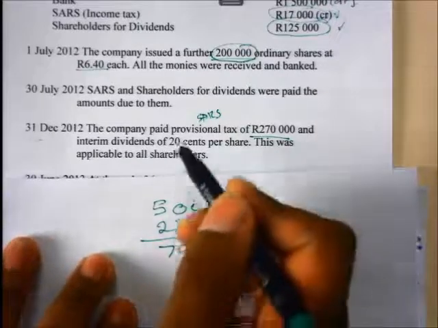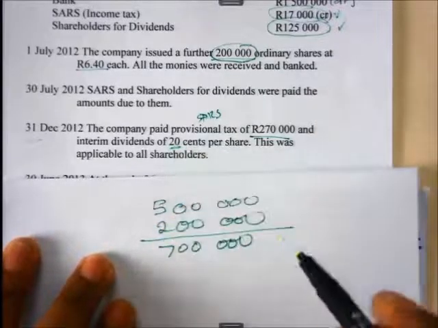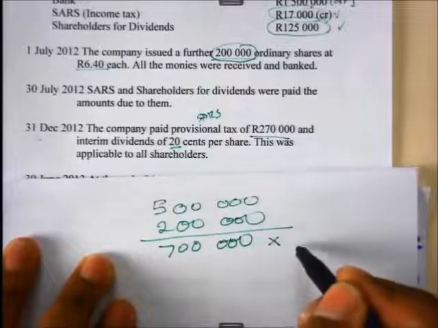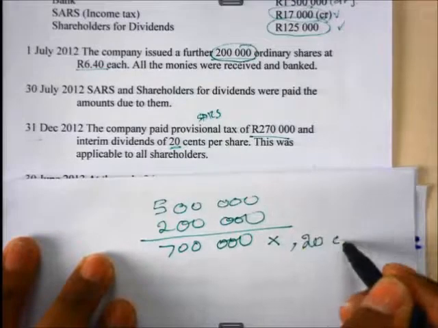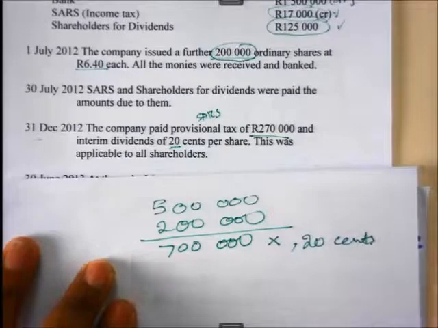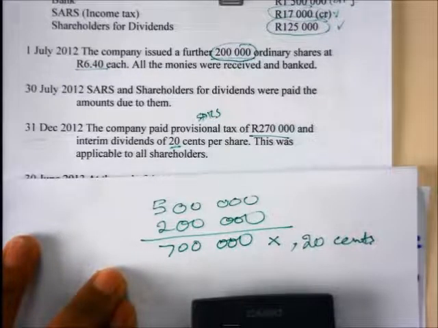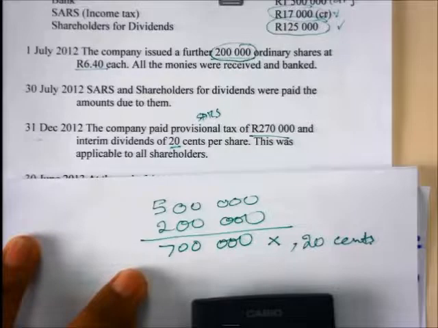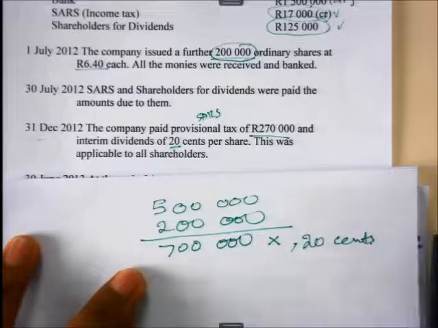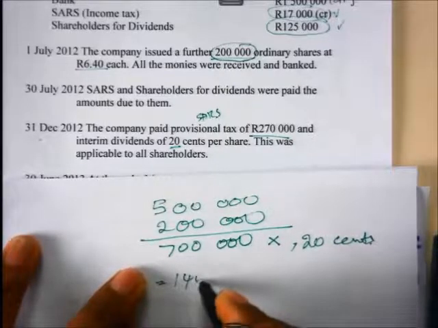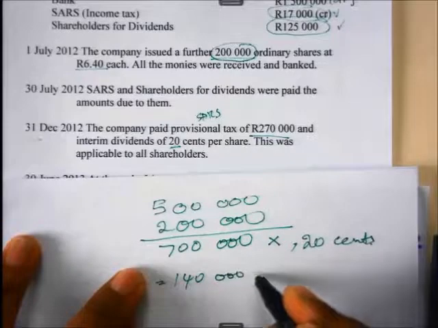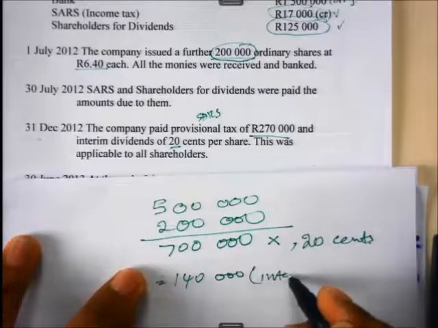Now, how much did they pay per share? They paid 20 cents. Therefore, we are going to multiply by 20 cents per share. The total amount of interim dividends paid would be 700,000 multiplied by 20 cents. Therefore, interim dividends is 140,000.